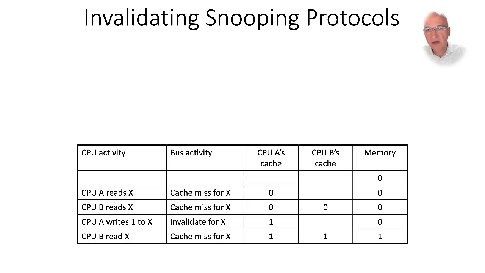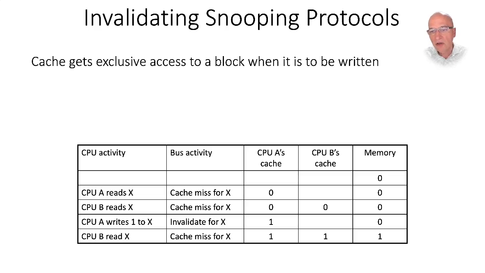So here is an example with an invalidating snooping protocol. We have a sequence of operations like before. What we had before is that the two CPUs both read the value, and then CPU A writes the value, and we had stopped at this line where CPU A writes the value, and we had this stale value for the CPU B cache.